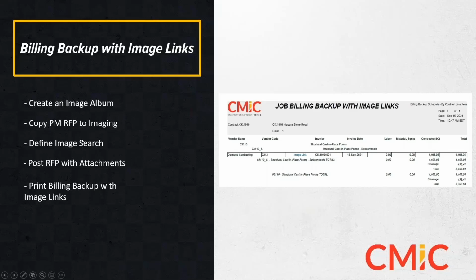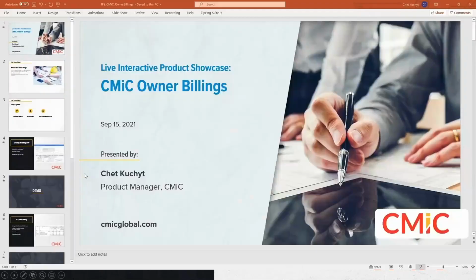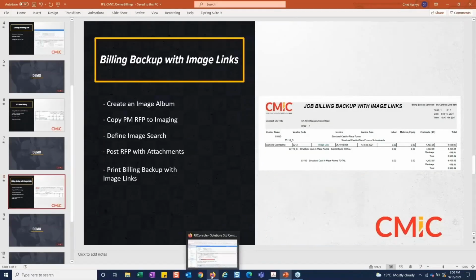So I create an image album. I want to make sure if I'm using the request for payment in project management, there's a control file flag I need to have set called copy PM RFP to imaging, and that'll take that attachment from the RFP and put that into imaging. So when I produce this billing backup, I'm going to have those image links there for me. And then I'll show us actually producing one of these here. So let me just get into an example real quick.